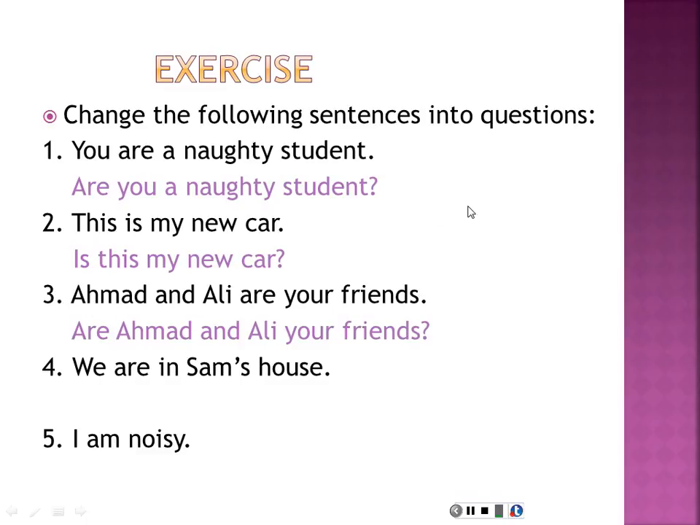Then number three, here we have two subjects in this sentence, Ahmed and Ali. So we bring are to the beginning. Are Ahmed and Ali your friends? Number four, are we in Sam's house? Again we replace places. And the last one, am I noisy? So this is the exercise. I hope it is easy for you.